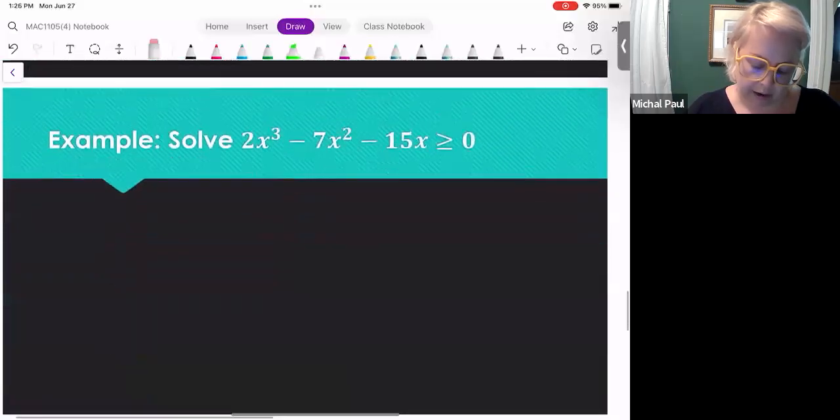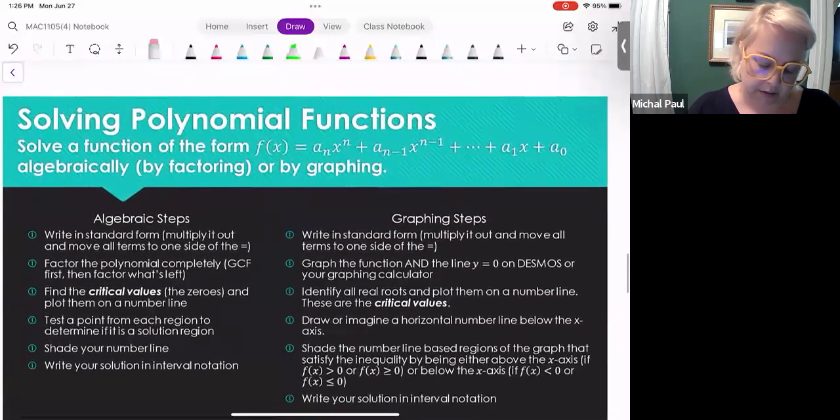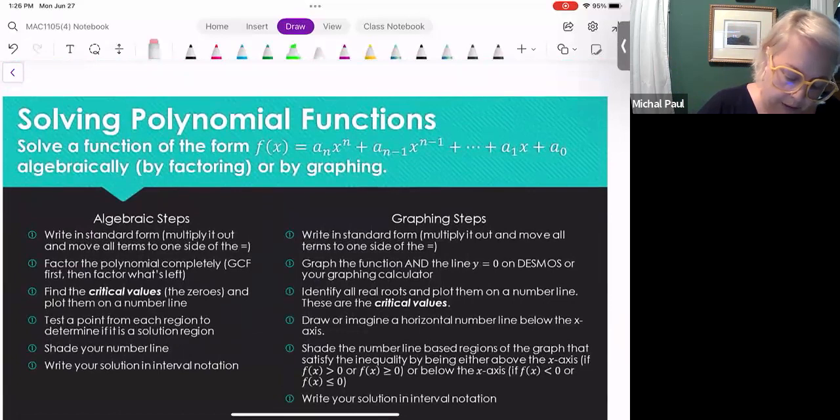That is what we're going to look at right now. And in particular, these aren't polynomial functions, these are polynomial inequalities.